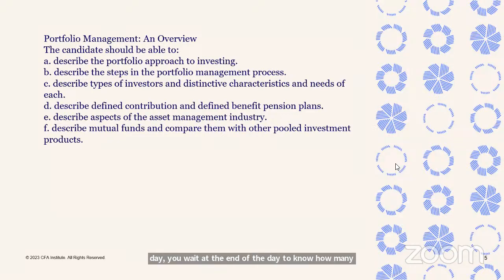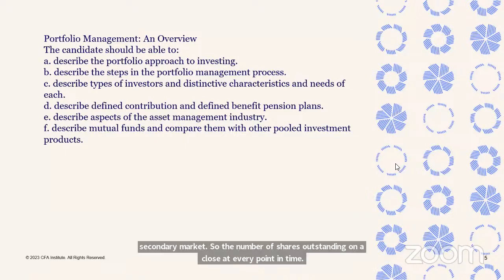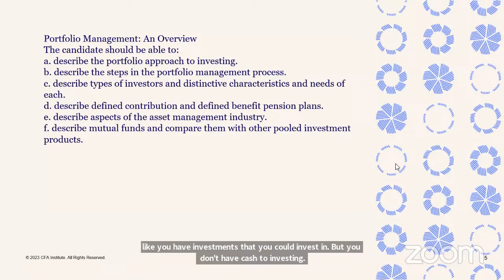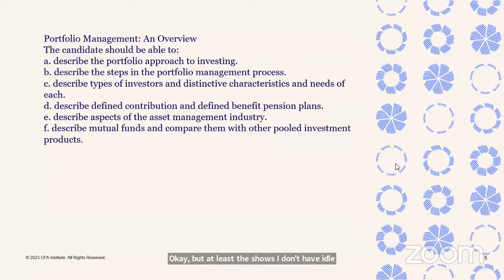While the closed-ended mutual fund is closed, meaning the manager sets up the fund, sells its shares, and closes the fund. So whoever wants to invest or divest from the fund now does that on the secondary market. So the number of shares outstanding on a closed-ended mutual fund remains the same at every point in time. This sometimes can stifle growth because there might be times that you have investments that you could invest in, but you don't have cash to invest. But at least it ensures that you don't have idle cash with you. It can be traded at any time during the day. Remember, it's traded on the secondary market. So you don't trade at NAV, you trade at whatever the price is in the market.